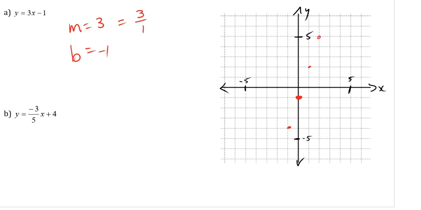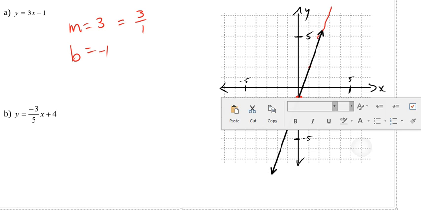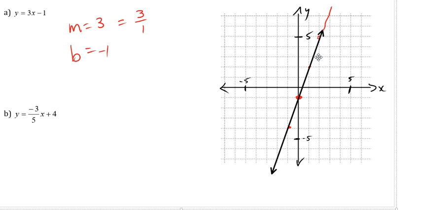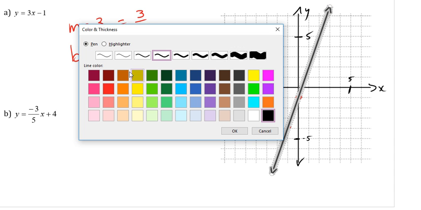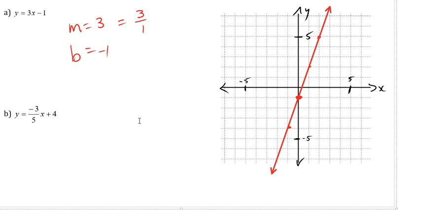And notice how my line is sloping up to the right, like it's sloping the right direction. Okay, there we go. Make it red. There's my line. Okay, and if it was 3 over 3, that's the same as going up 1 over 1, up 1 over 1, up 1 over 1. That's like a slope of 1, not a slope of 3.